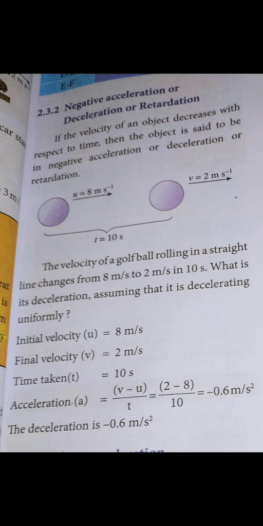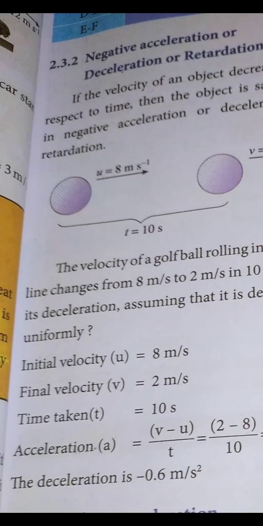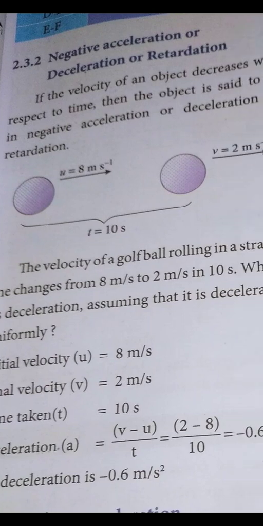See, one golf ball, this golf ball rolling in a straight line changes from 8 meter per second to 2 meter per second in 10 seconds. Okay, so what is its deceleration? First you should write what is initial velocity u, 8 meter per second, then final velocity v, 2 meter per second, time taken t, 10 seconds.